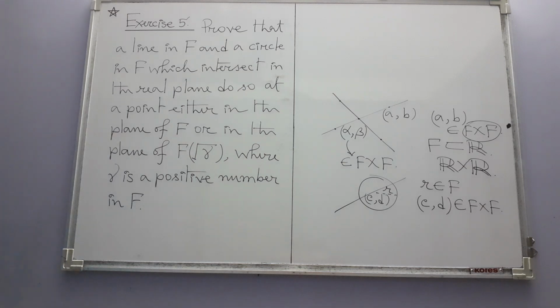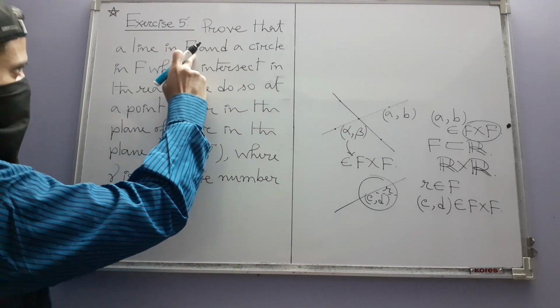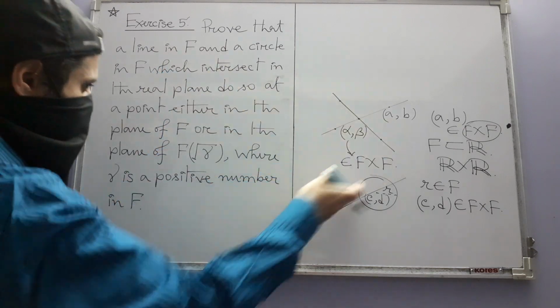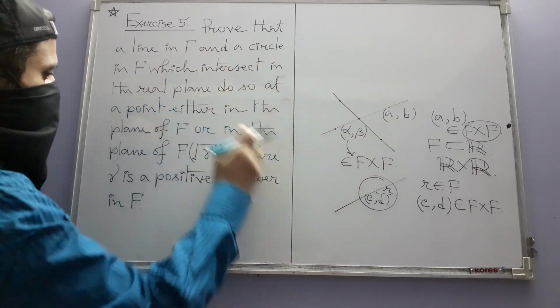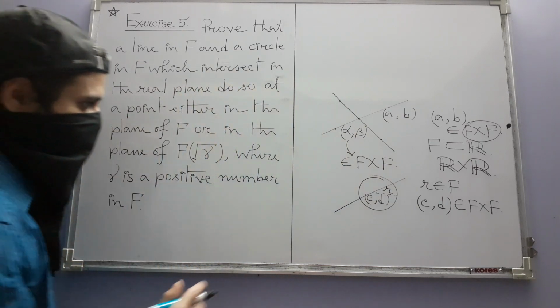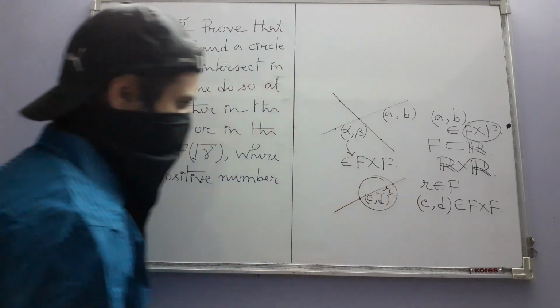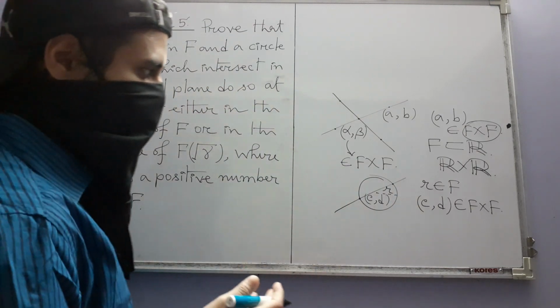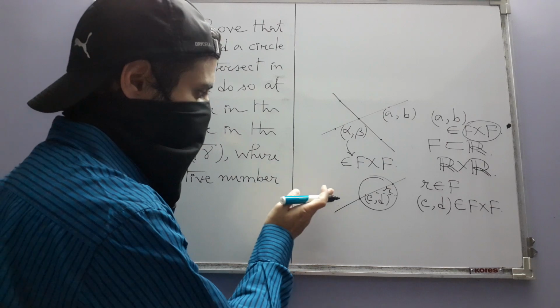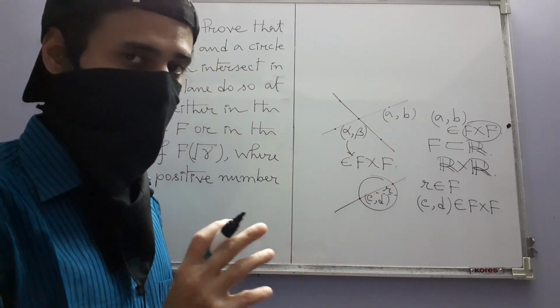So here what we have to do, prove that a line in F, that means one such line, and a circle in F which intersect in the real plane. You can see that these are intersecting at 2 points. They may intersect at 1 point also, which will be precisely the case when the line is a tangent to the circle at that point.